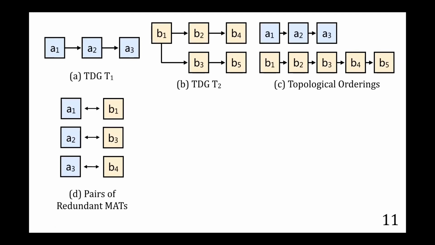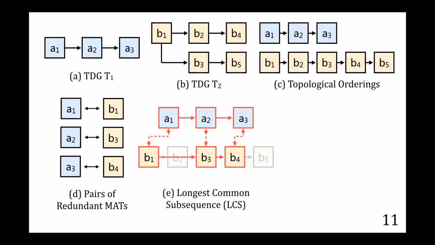The LCS-based algorithm in SPEED first sorts the TDGs using topological sorting and obtains two topological orderings. It also detects all the pairs of redundant MATs between T1 and T2 by examining every pair of MATs. Next, the algorithm obtains the LCS of redundant MATs between the two topological orderings. The blocks marked in red represent the redundant MATs in the LCS.